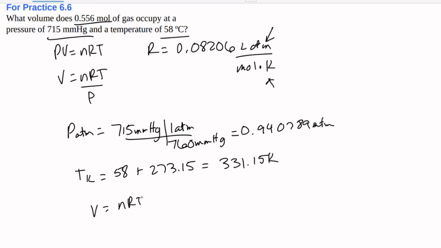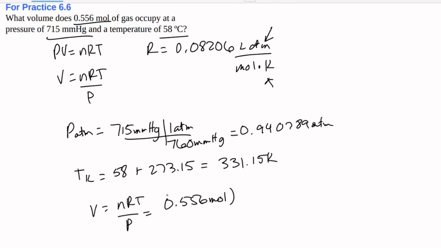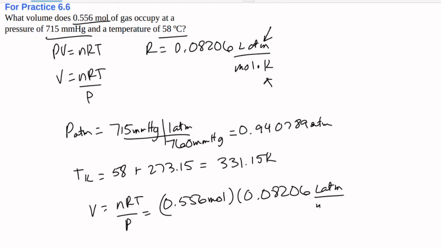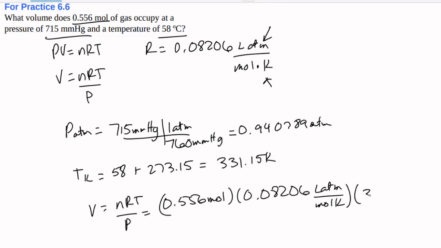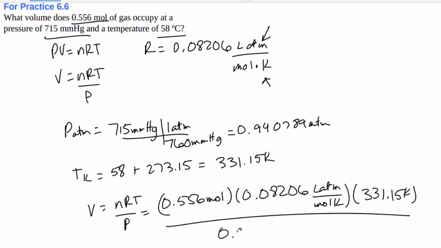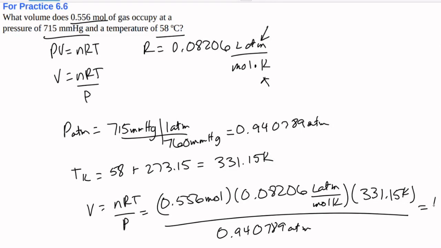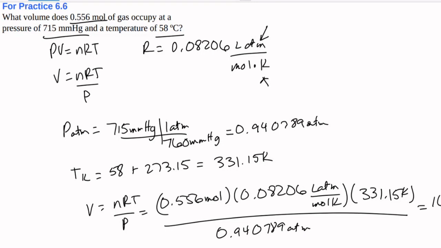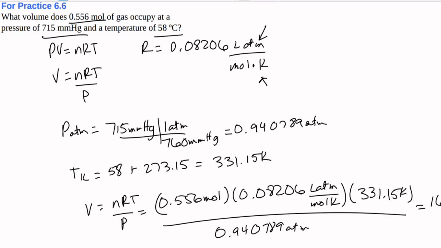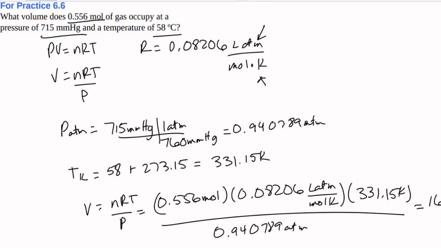V is equal to nRT over P is equal to 0.556 moles times 0.08206 liters atmospheres per mole Kelvin times 331.15 Kelvin divided by 0.940789 atmospheres, and that's equal to 16.1 liters. So that's approximately equal to 16 liters. So that's supposed to be, that looks kind of like a K there. Let me correct that. So that's supposed to be 16.1 liters. Okay. All right.